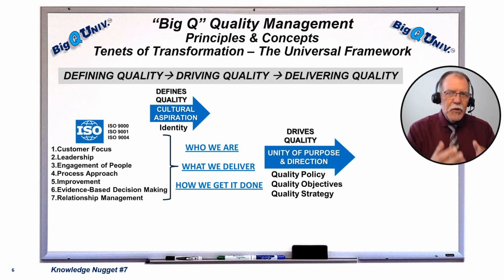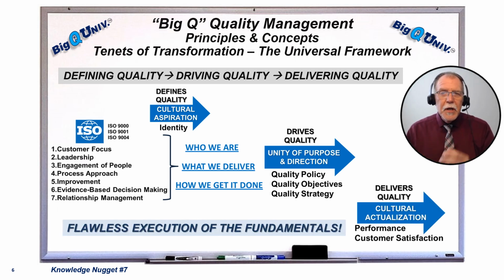From there, I use those seven fundamental principles to create unity of purpose and direction to drive quality in an organization. I create a quality policy, I create quality objectives, and I create a quality strategy. And then through the flawless execution of these fundamentals within a quality management system and its processes, I can deliver quality. I actualize the culture by creating and delivering performance and customer satisfaction. So I use these quality management principles, fundamental principles, to create 3D quality: defining quality, driving quality, and delivering quality.